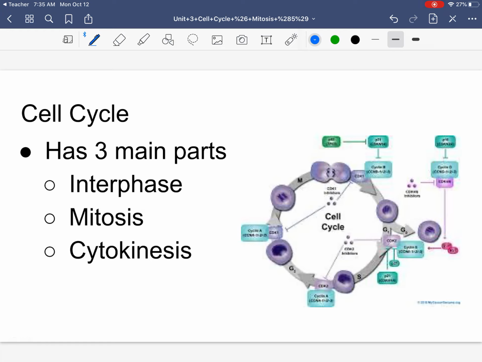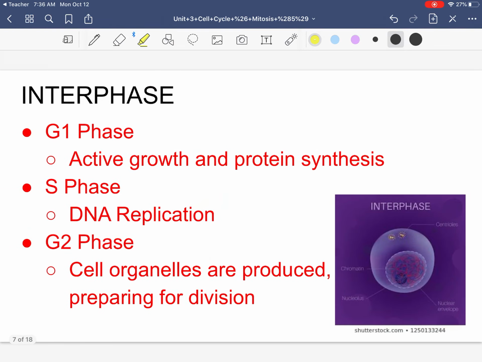So the three main parts of the cell cycle are interphase, mitosis, and cytokinesis. There's a lot of confusion where many students think that mitosis is the whole thing. It's not. It is one very short part of the cell cycle. Interphase is actually going to be the longest part of the cell cycle. This is where your cells are going to spend the most time. They'll spend very little time in mitosis and even less time in cytokinesis.